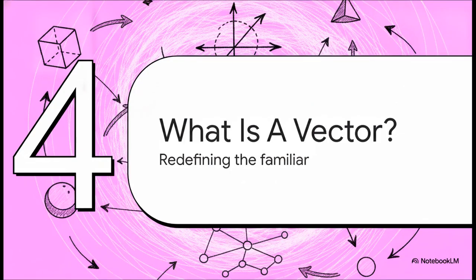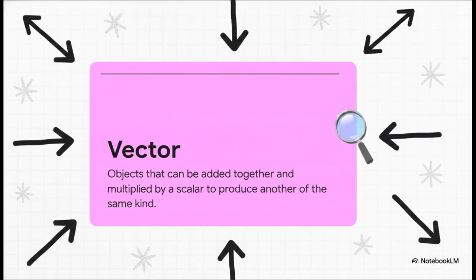Okay, let's move into section 4. What is a vector? It's time to redefine the familiar. Let's drill right down into that concrete foundation we talked about, specifically linear algebra. As computer scientists, we're totally trained to view a vector as just a one-dimensional array of numbers in a codebase. But mathematically, we need to zoom out and completely shift that paradigm. A vector is defined entirely by its behavior.